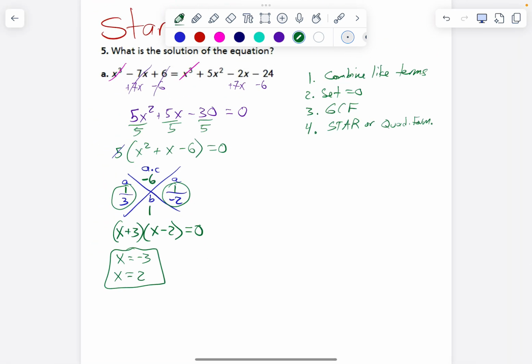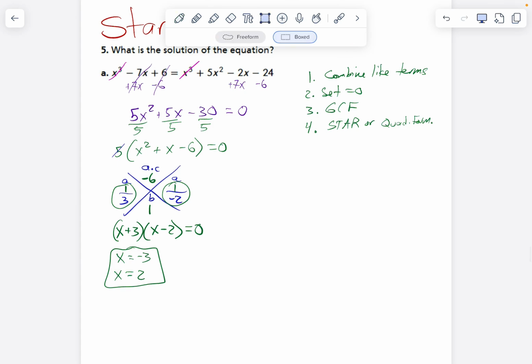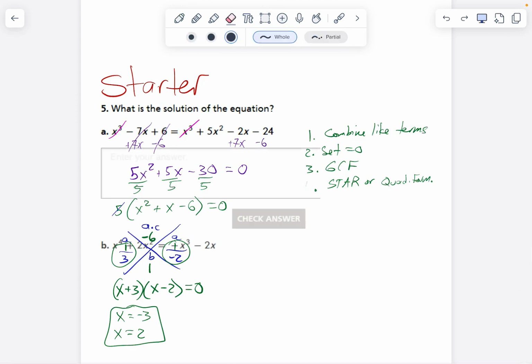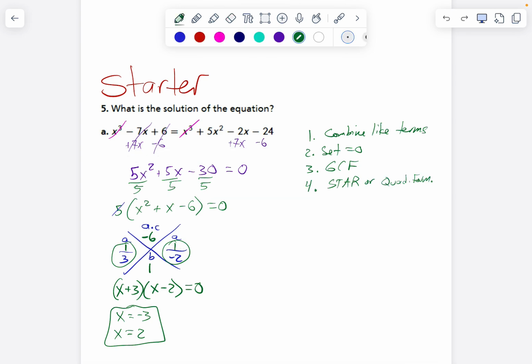Okay, how'd that go? Okay, quick question. What if the cubed had not canceled out? What options do you have there? Yeah? Okay. So we're going to add that into our list after GCF, but before we star. So we'll GCF. I mean, you're not going to always have one, but just check for it. Then we're going to add this.